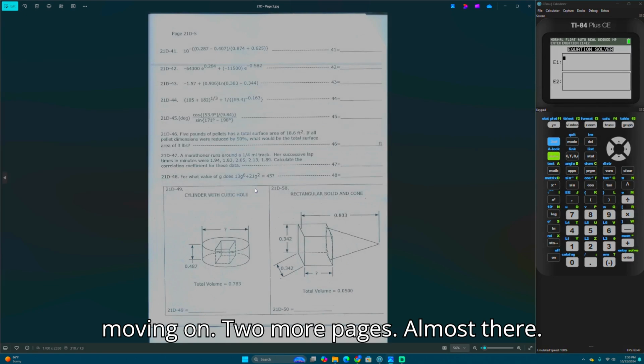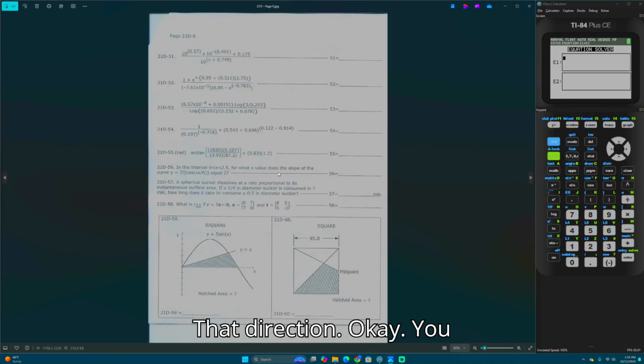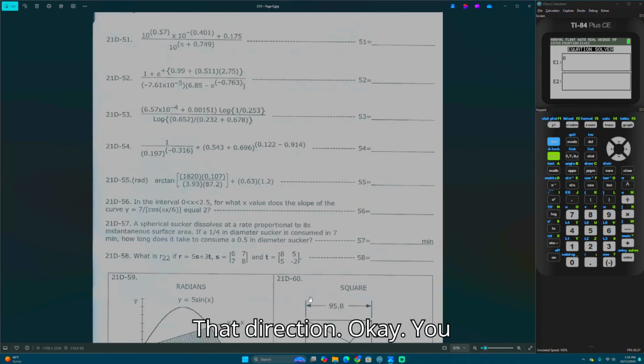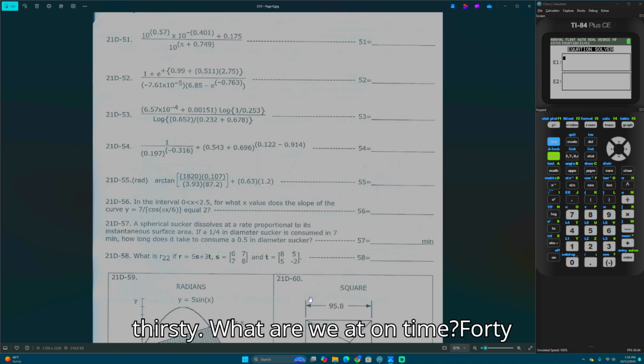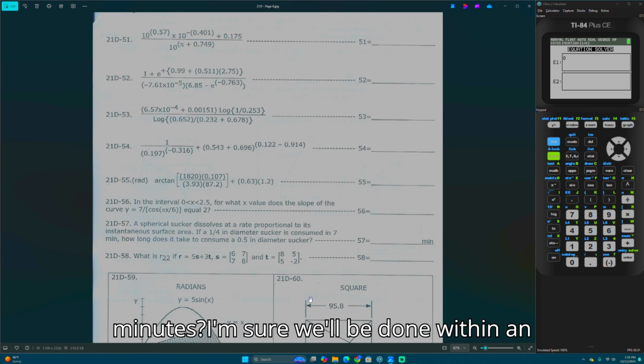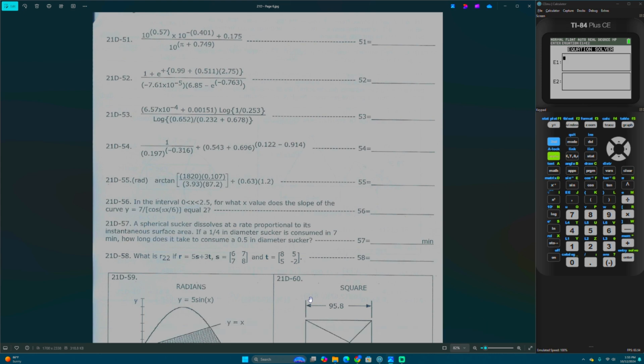Two more pages, almost there. That direction. Okay. You know what? Before I continue, I'm gonna grab some water because I'm a little bit thirsty. What are we at on time? 40 minutes? I'm sure we'll be done within an hour.